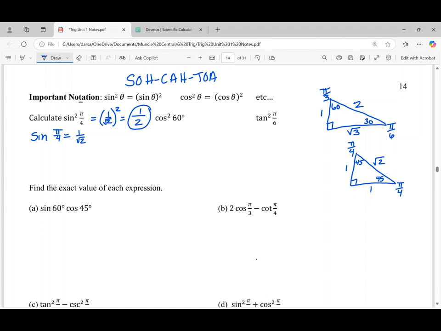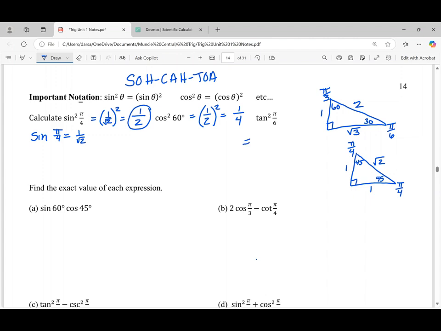Let's try that one more time. Cosine squared of 60 degrees. So we go to our 60 degrees, adjacent over hypotenuse. That's going to be 1/2 is the cosine, but this is cosine squared. So we need to square that top and the bottom, and we get 1/4.